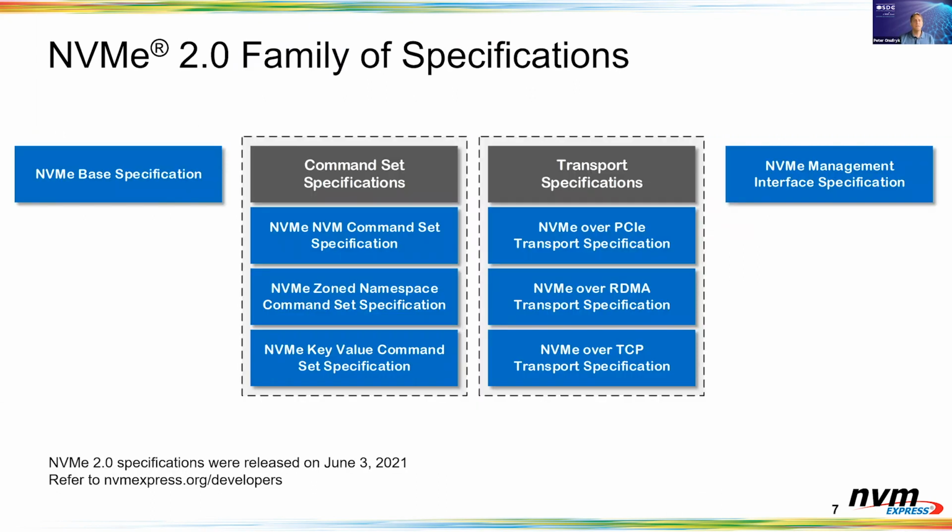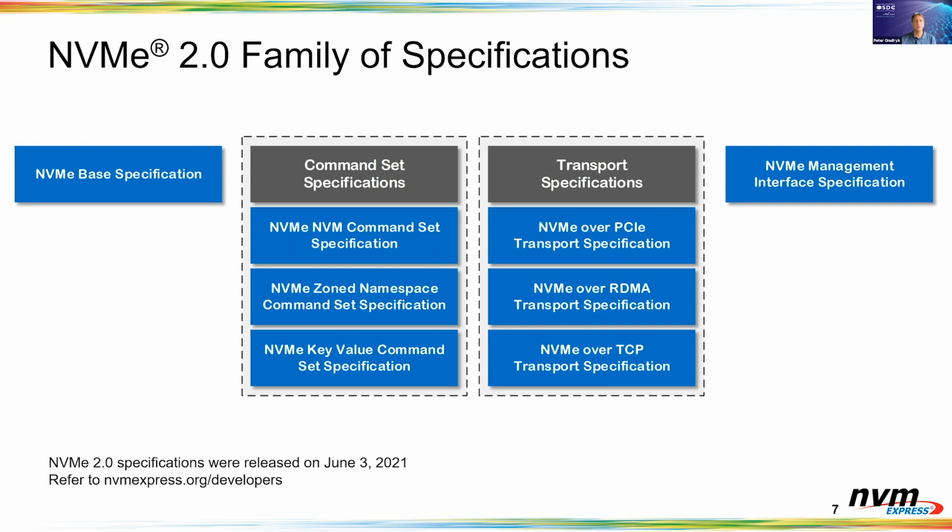This slide shows the NVMe 2.0 family of specifications. We have the base specification. We have a collection of command set specifications. The NVM command set is what people think of when they think of NVMe, and it describes traditional block storage. We also have two new command sets, which I'll briefly describe later, the Zoned Namespaces command set and the key value command set. We also have a collection of transport specifications.